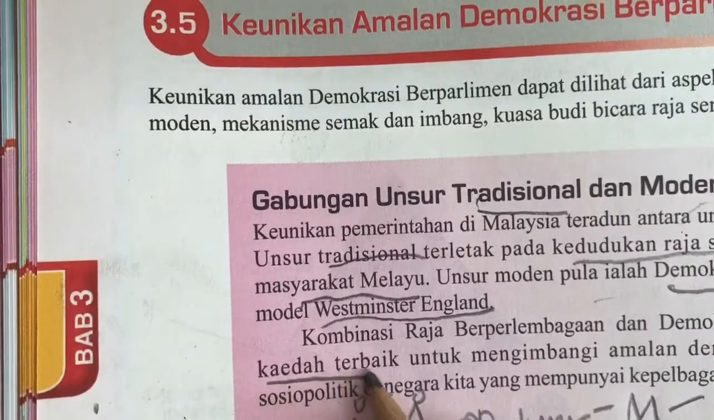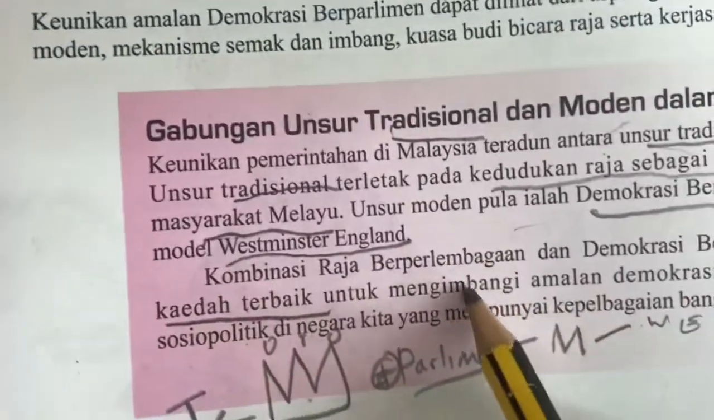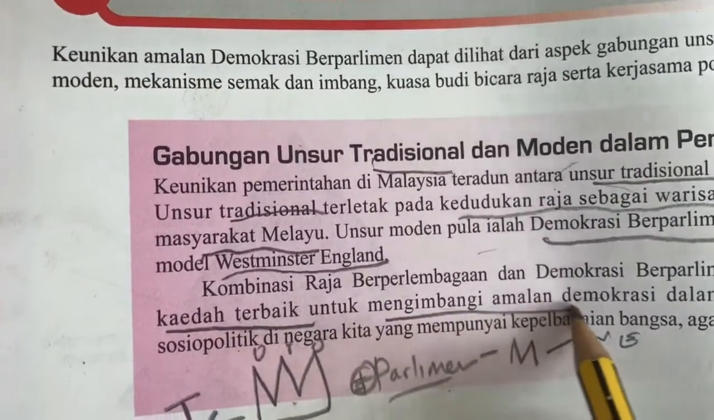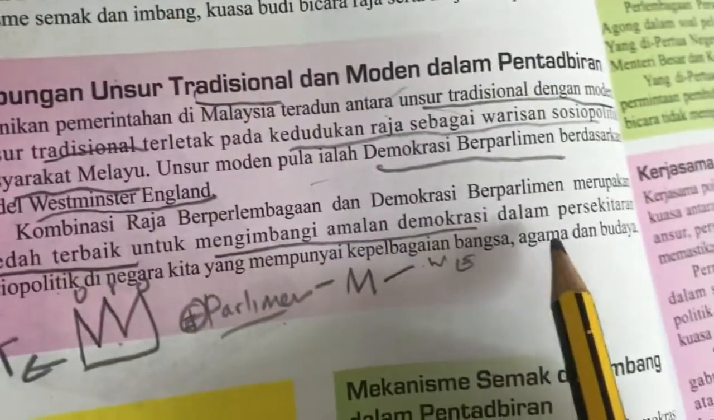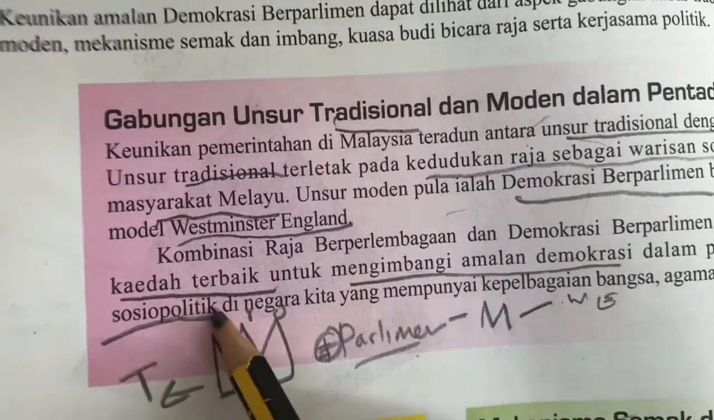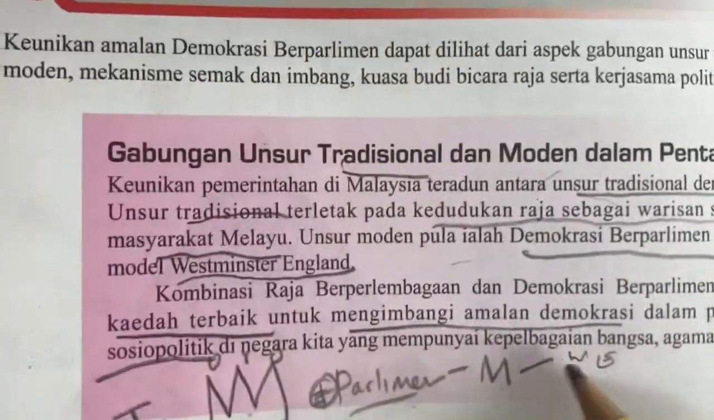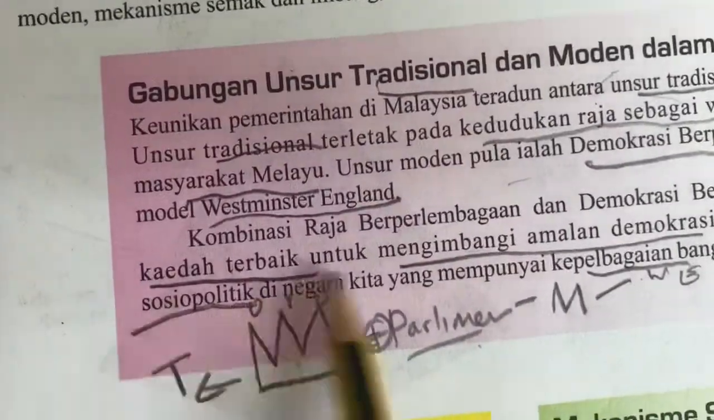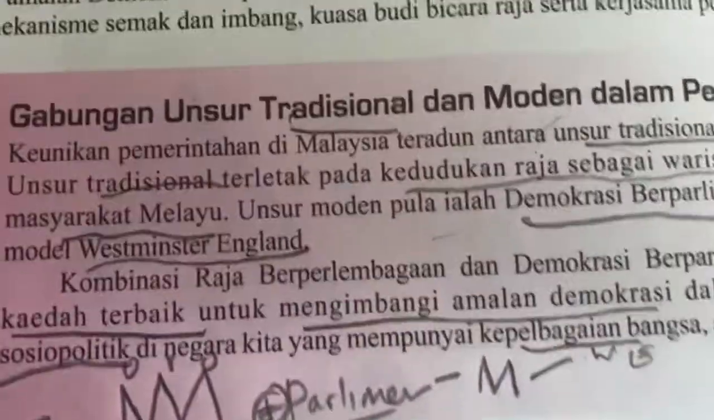Okay. Next we have kombinasi raja dan demokrasi berparlimen merupakan kaedah terbaik mengimbangi amalan demokrasi. Underline this. Mengimbangi amalan demokrasi dalam persekitaran sosiopolitik di negara kita yang mempunyai kebanggaan bangsa, agama dan budaya. Guys, you have to know this whole line. Now, come back to my point.